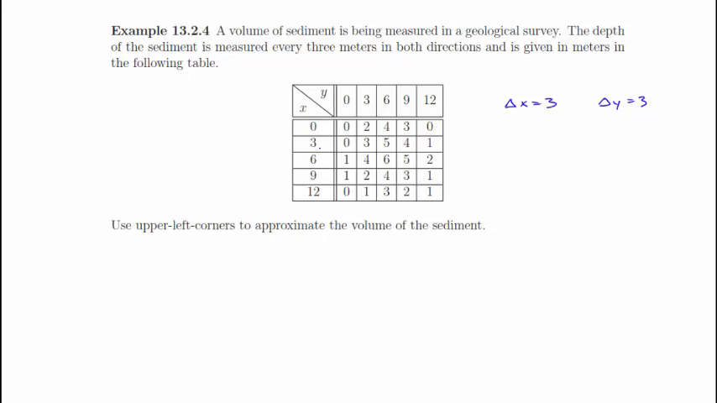Now we move to when x is 3. If y is 0, the depth is 0. If y is 3, the depth is 3. If y is 6, the depth is 5. If y is 9, the depth is 4. If y is 12, the depth is 1.